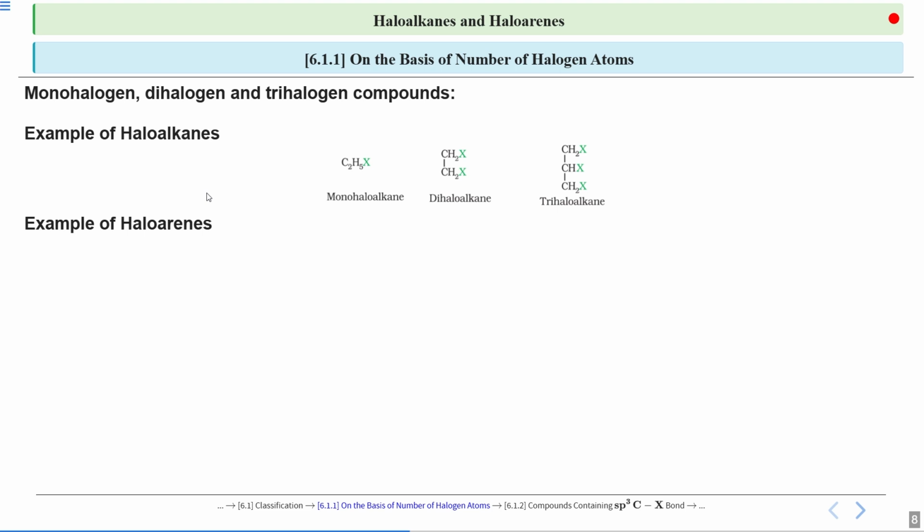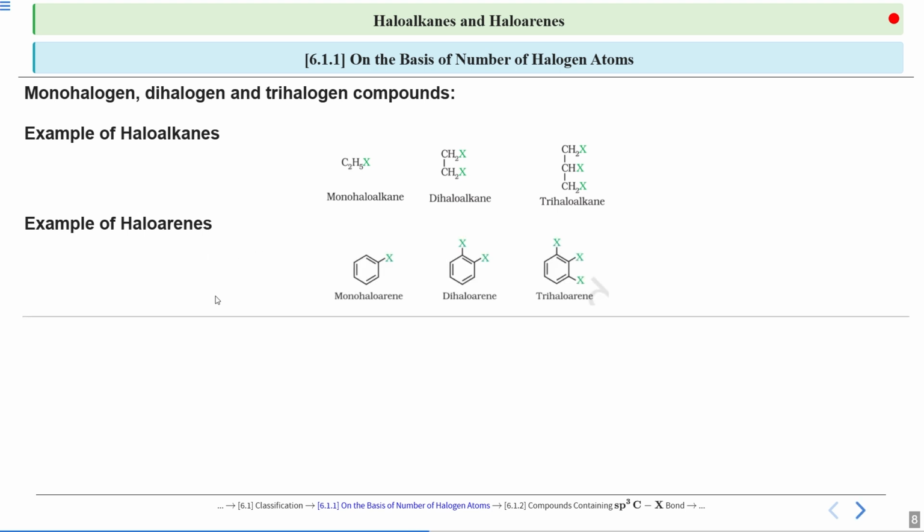Now, let's similarly see the examples of haloarenes. You can see the first structure represents the monohaloarene, where the halogen is attached to the benzene ring, the aromatic ring. So halogen is present, arene, that means an aromatic ring, is present, and we use mono because only a single halogen is present in the structure. Similarly, if you increase the number of halogens to 2, then this structure is considered dihaloarene. And when the 2 halogens become 3 halogens, it is considered trihaloarene. So this is how you can classify the haloalkanes and haloarenes on the basis of the number of halogen atoms present in the structure.